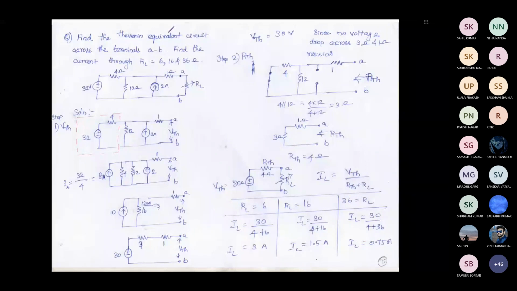Consider this circuit. In this circuit, we have to find the current through the load resistance, where the load resistance is 6 ohm, 16 ohm and 36 ohm. So you have to apply Thevenin theorem. For finding Thevenin equivalent, what do we need to do? We need to find two things. One is VTH and the second one is RTH. The very first part is to find the voltage across this terminal. In step one, we have to find VTH. So I have open circuited the load terminals. I have removed the RL and I want to find the VTH across this.